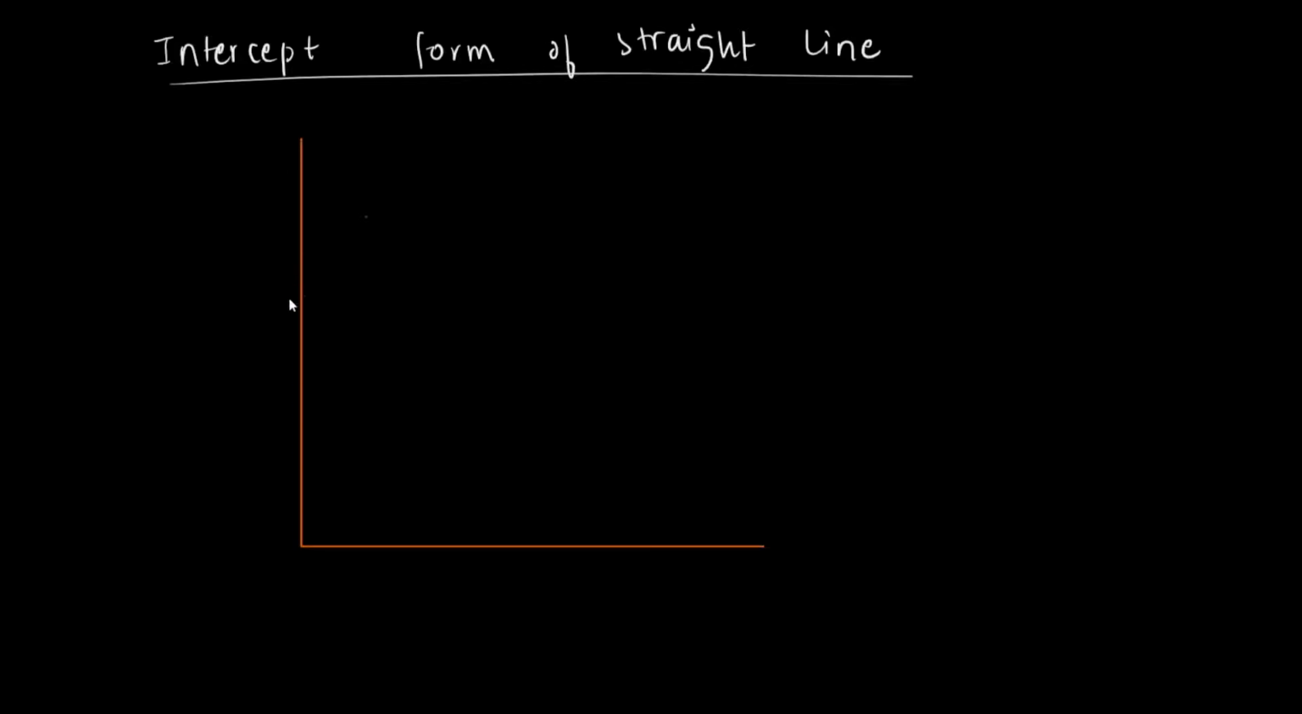Let's say this is the y coordinate axis. This is the x coordinate axis. Let's say that the intercept on the y axis is b, and the straight line looks something like this. And let's say the intercept on the x axis is a. Now we want to write the equation.